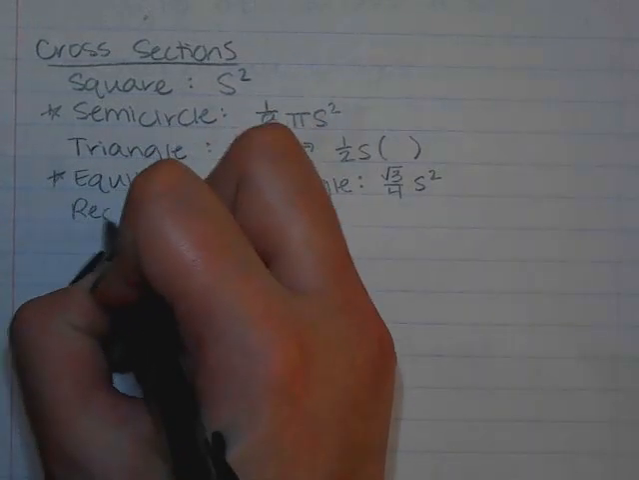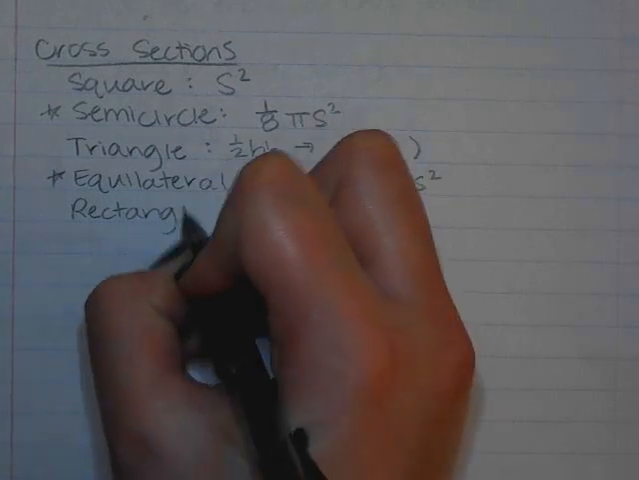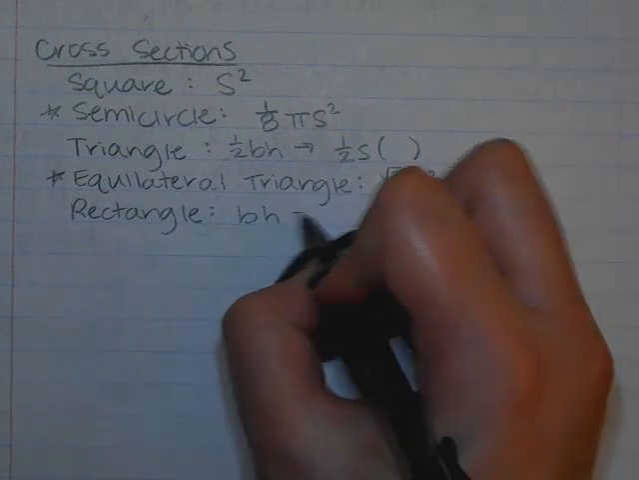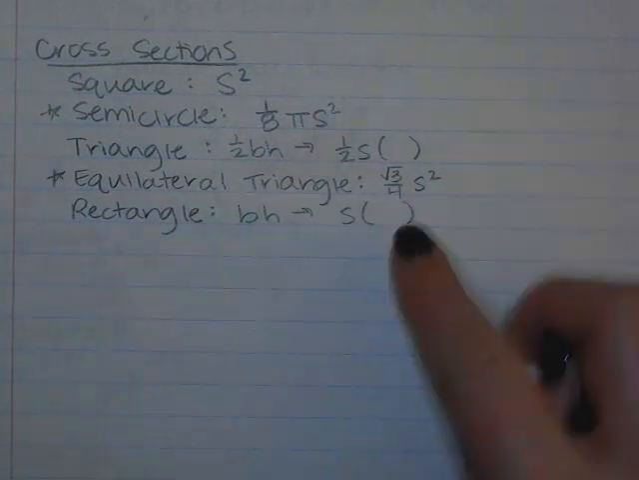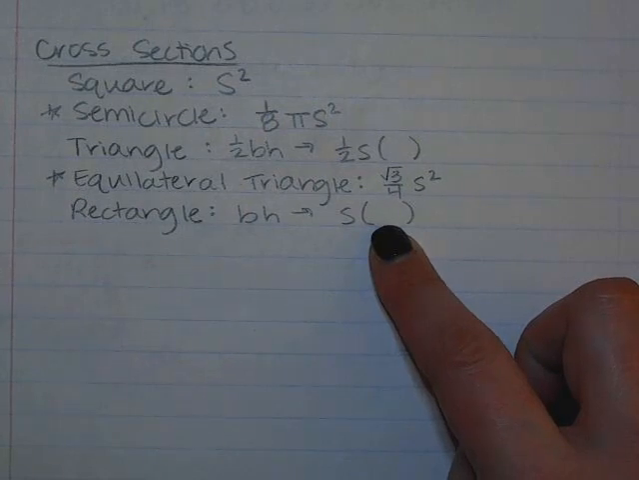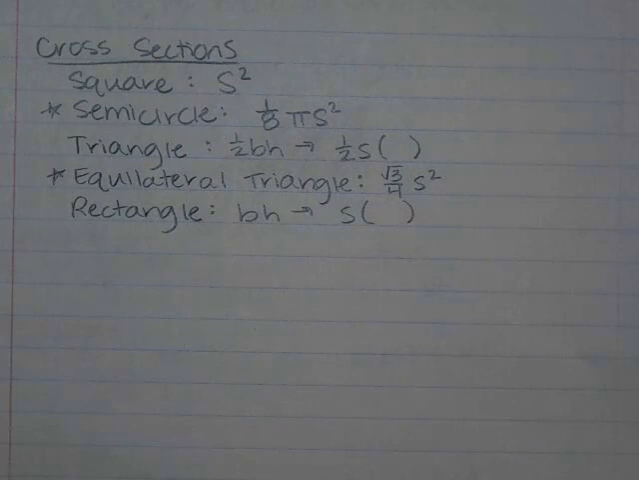A rectangle, we know the formula for the area of a rectangle is base times height. So that's going to be s times whatever they tell you about the relationship between the base and the height. So maybe it's like the example we did where the height is 3 times as tall, so you do 3s, but they could give you another relationship there as well. So that's something you'll have to pay attention to in the problem.